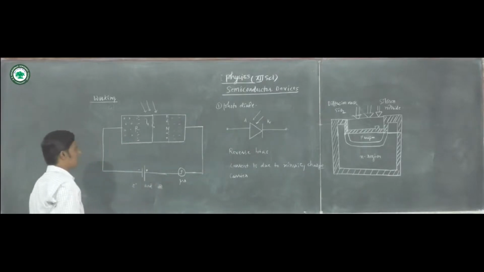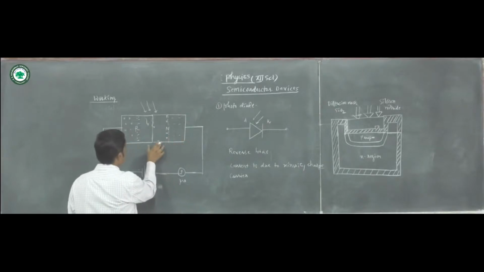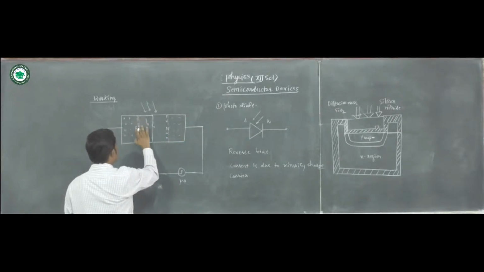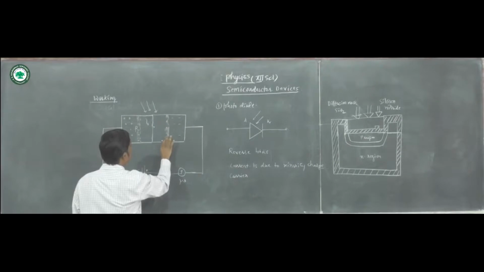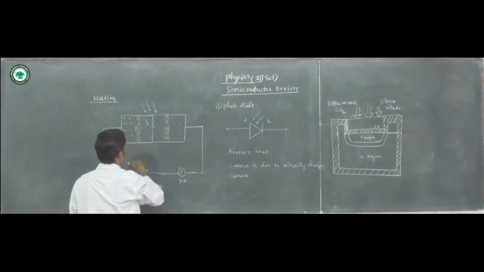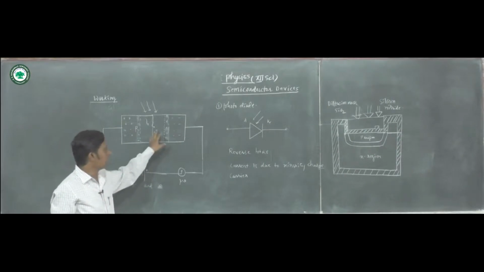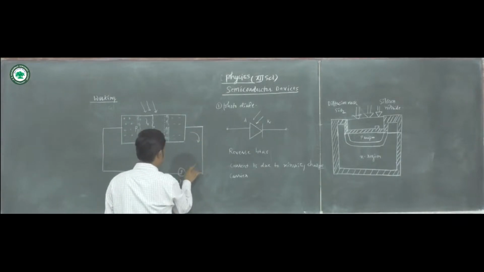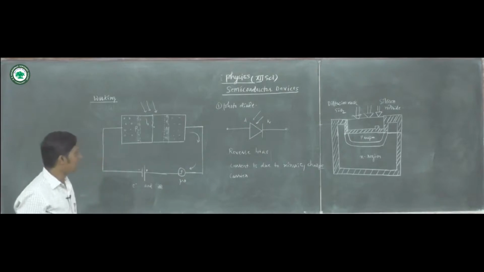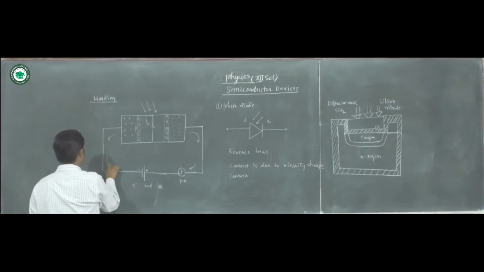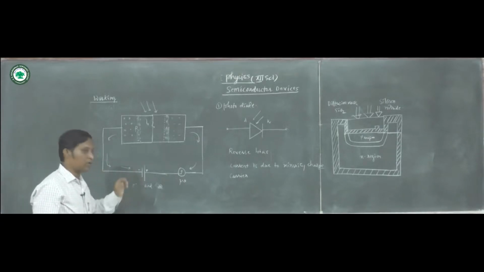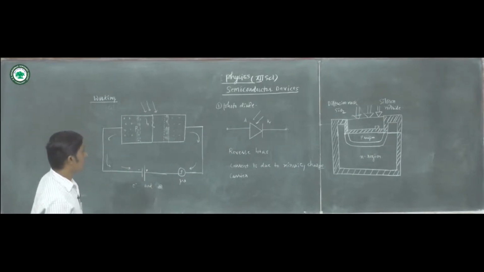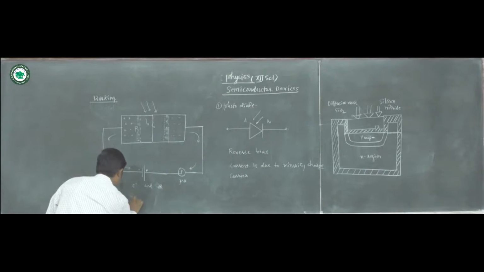Okay, electrons are attracted. The size of the depletion layer becomes less, and due to the potential difference, the minority charge carriers in this region, the electrons, start to get attracted towards the positive of the battery, and the holes start to move towards the negative of the battery, which constitutes the current known as the saturation current.